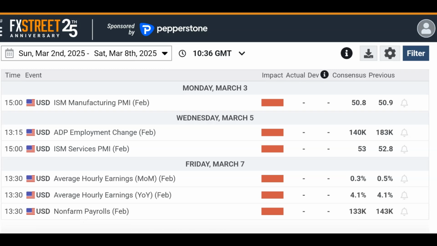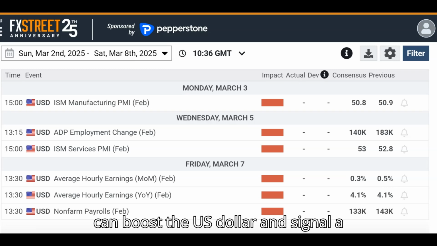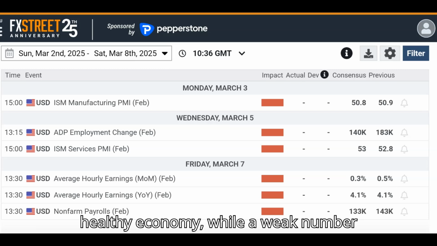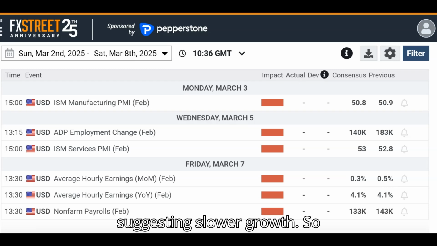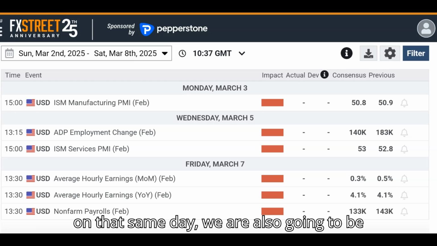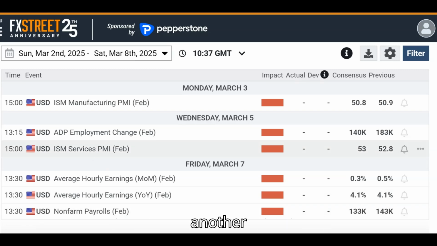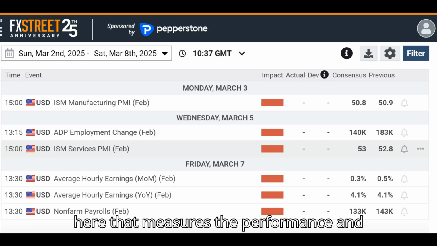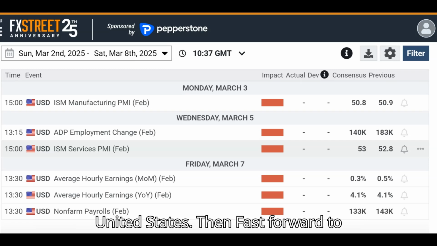And if we have strong numbers here, it can boost the US dollar and signal a healthy economy, while a weak number might put pressure on the dollar by suggesting slower growth. So on that same day, we are also going to be looking at the ISM Services PMI, another index here that measures the performance and expectations of the service sector in the United States.